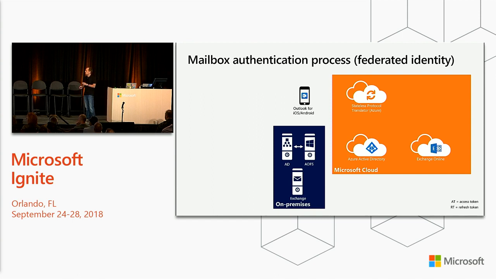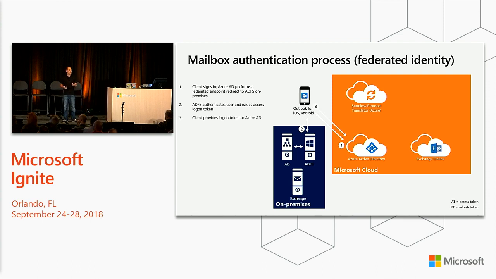Okay. So with the federated identity model, the way this works is that the client will attempt to authenticate against Azure Active Directory. Azure Active Directory will issue an on-premises federated endpoint redirect to the on-premises identity provider. That identity provider will authenticate the user and provide a logon token. The client will then provide that logon token back to Azure Active Directory, which will then provide an access refresh token pair, scope between the client and Exchange Online.